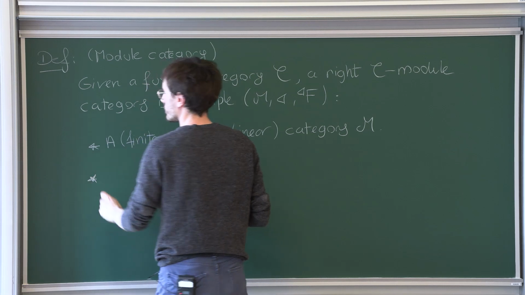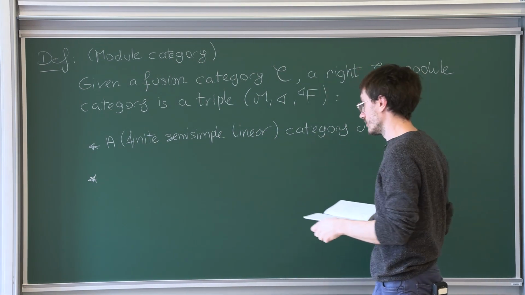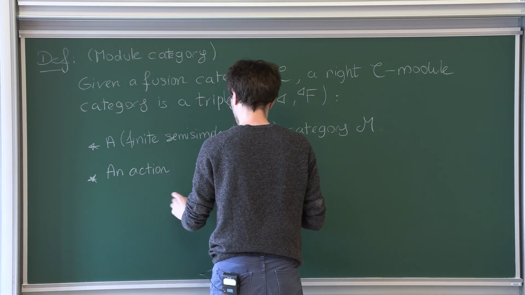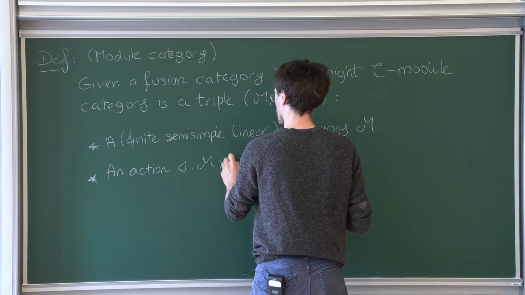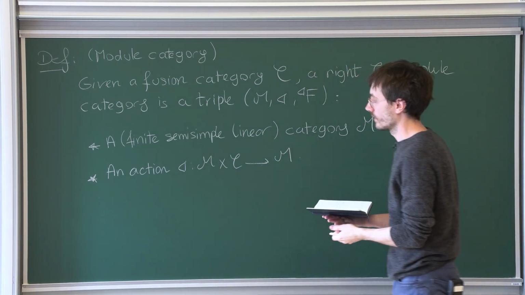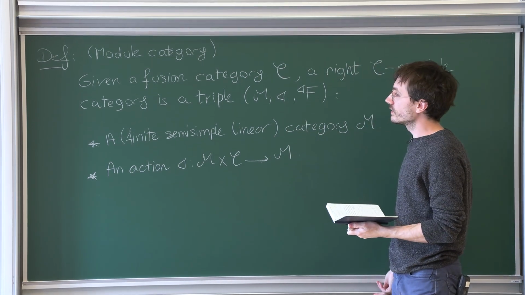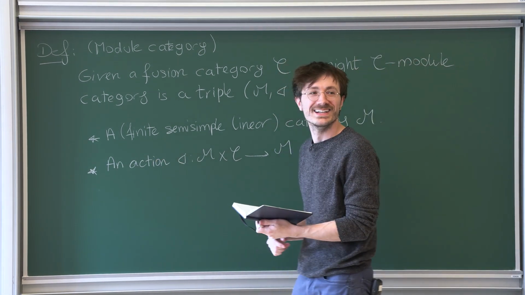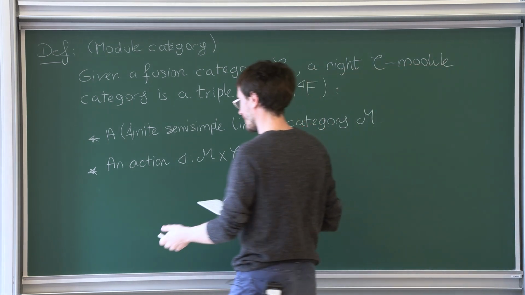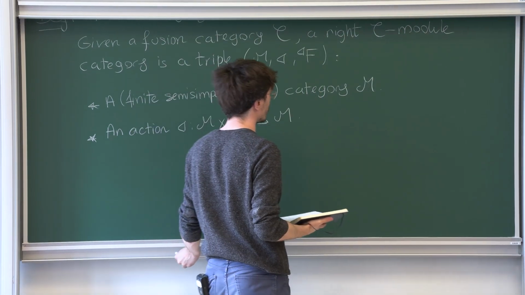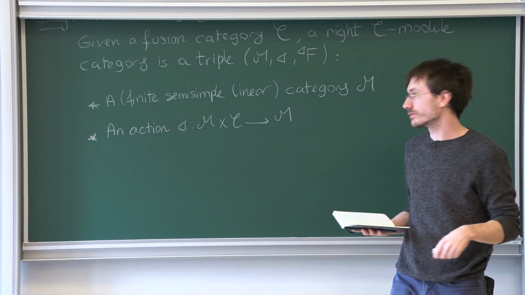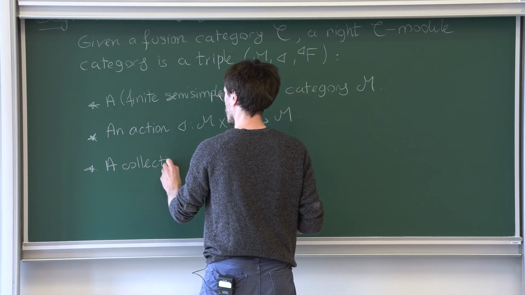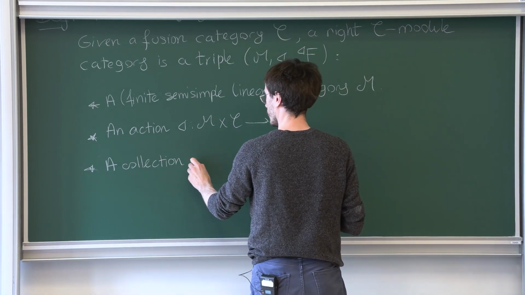Then we have an action. So we have our fusion category that is going to act on this category. We have an action like this. And then we have something that is analogous to the associator of F symbols that we defined in the case of a fusion category. So we have a collection of isomorphisms, often referred to as module associators.